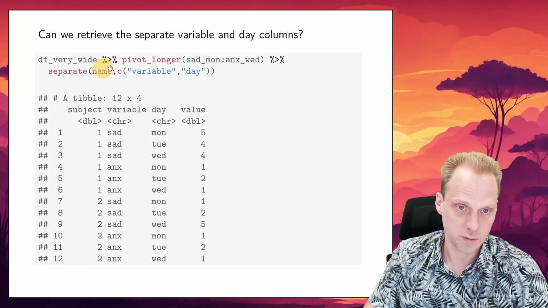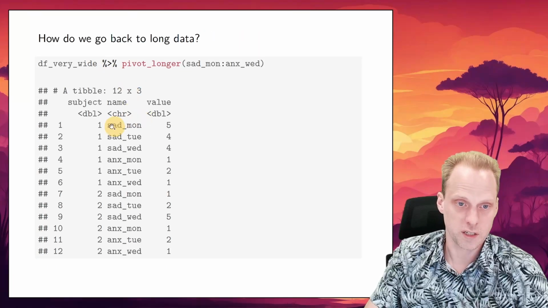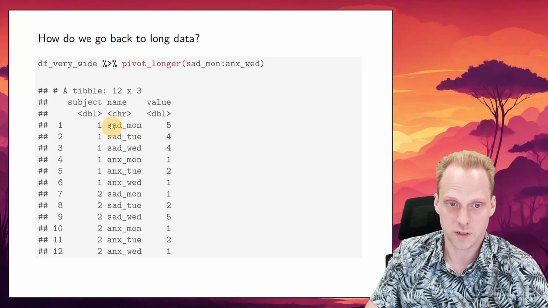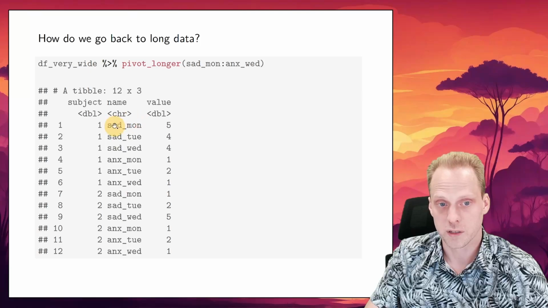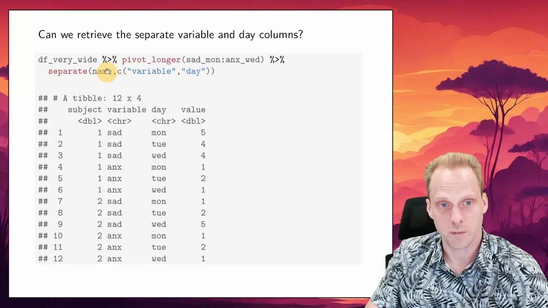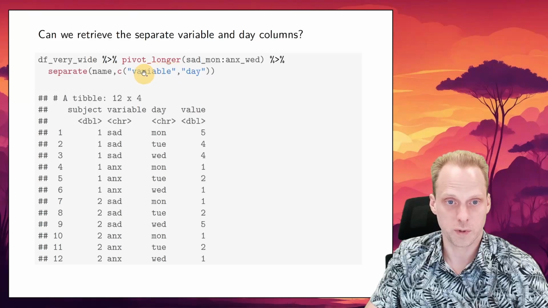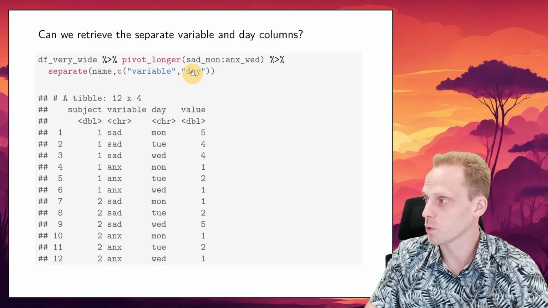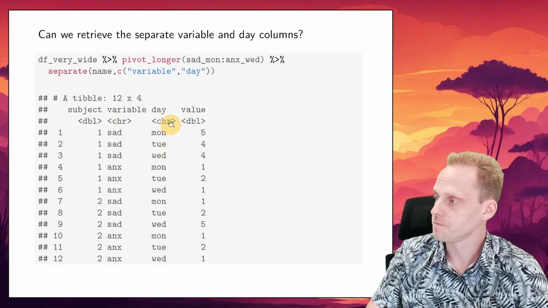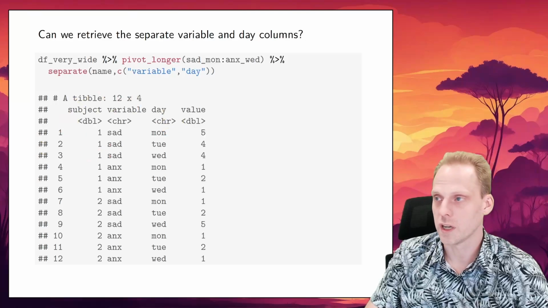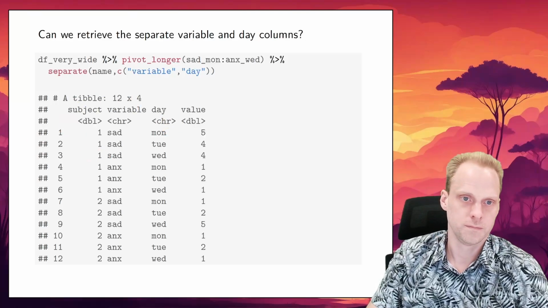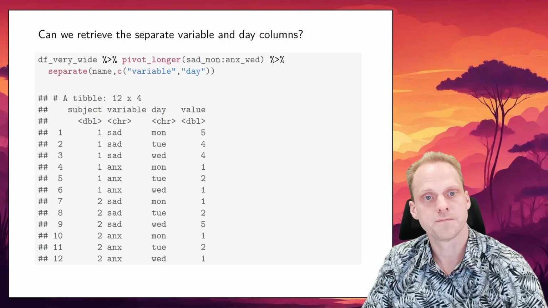Its use is a bit weird, but basically it understands that if there's a structure like this with an underscore, those are two combined names. So we just say separate name, and the first thing should be called variable, the second thing should be called day. Then we get this. And we have the same long data that we had before, which works very easy.